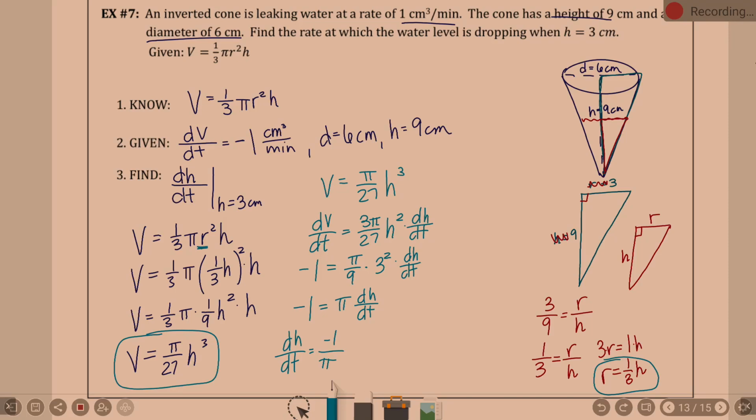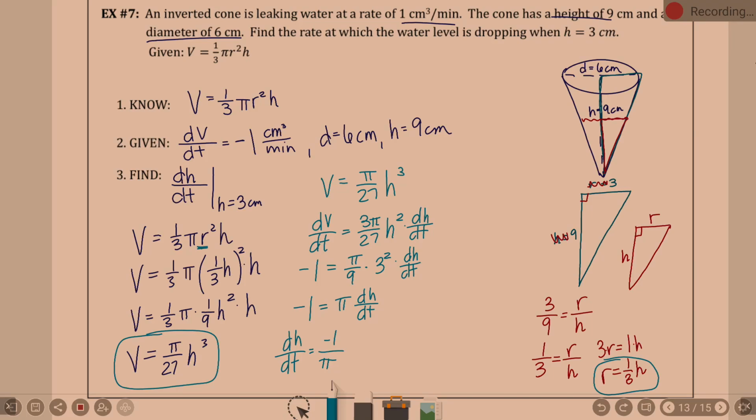So I'm assuming where Caitlin was, pi over 9 times 3 squared. Time out. 3 squared is 9. So then you're at pi over 9 times 9 over 1. The 9s cancel. So that side is just pi with the dh dt. I'm assuming that's what she was referring to.